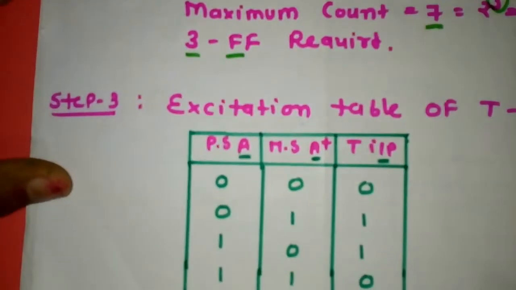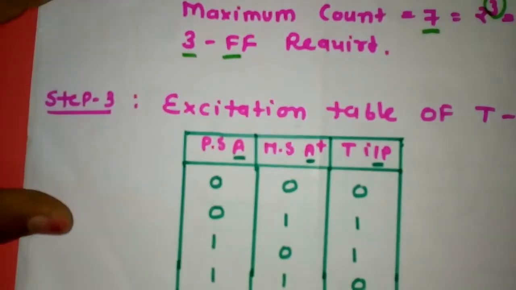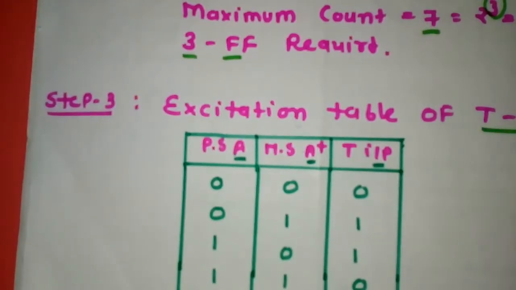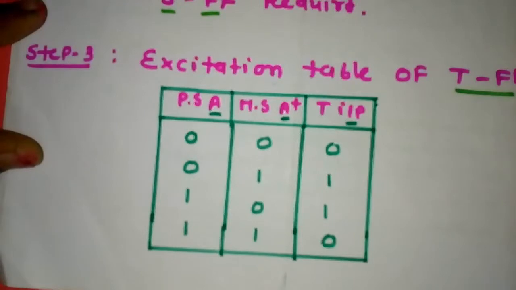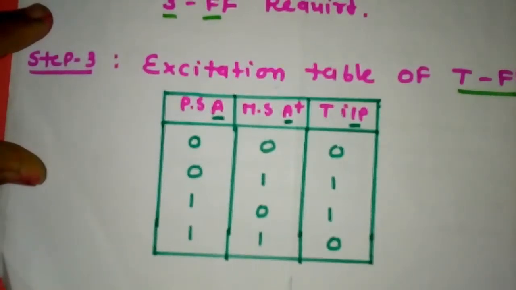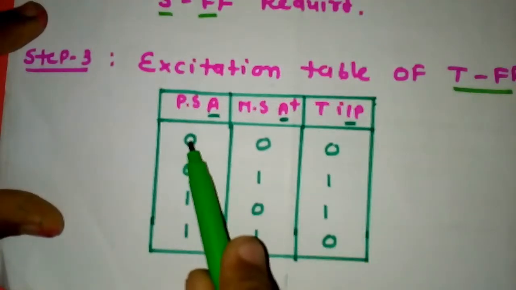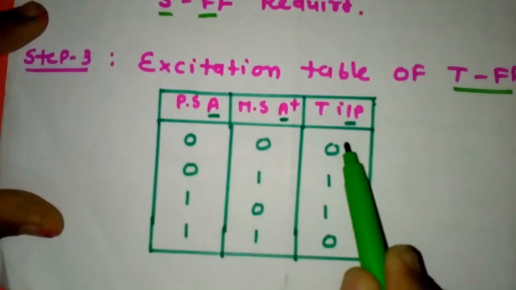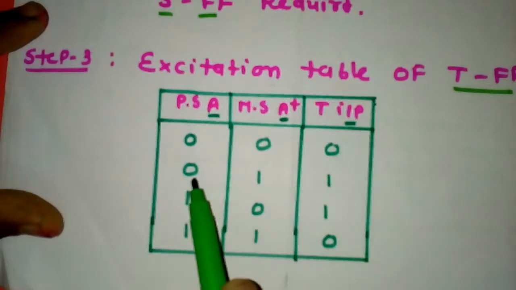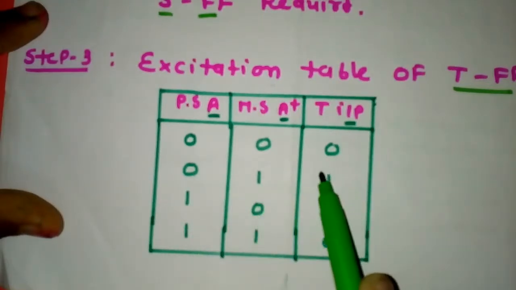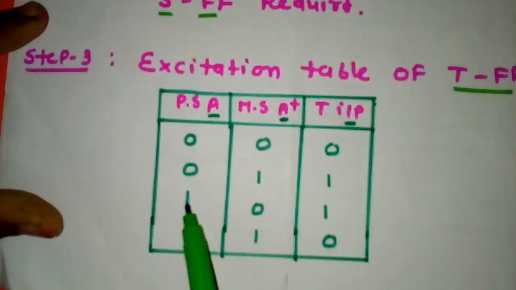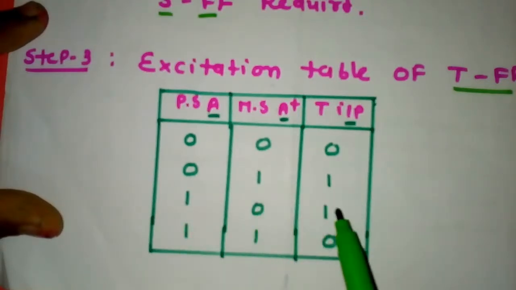After that, step 3: define the excitation table of the T flip-flop. What is the excitation table of the T flip-flop? In the previous video we saw how to make it. If the present state is 0 and the next state is 0, the T input is 0. Present state 0, next state 1, T input is 1. Present state 1, next state 0, T is also 1. Present state 1, next state 1, T is equal to 0.